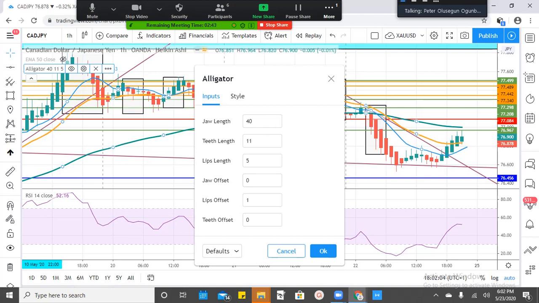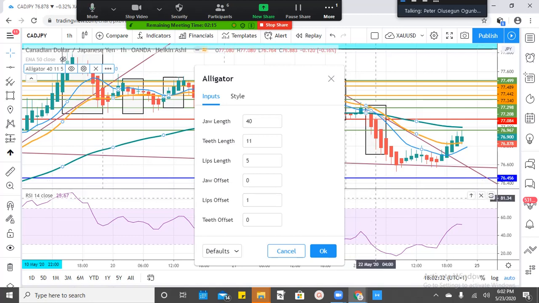Yeah. Can you see? Jaw length is 40. Jaw offset is 0. Now teeth length is 11. Teeth offset is 0. The lip length is 5. My lip offset is 1. I had to carefully choose that for the price to lead, because the price is leading at the offset of 1. Okay.